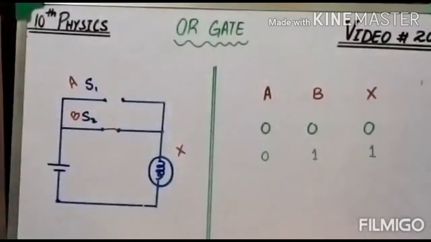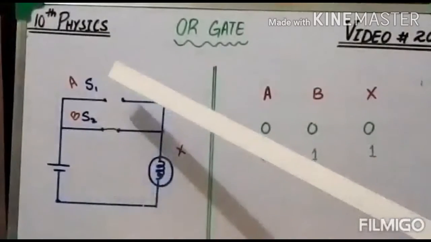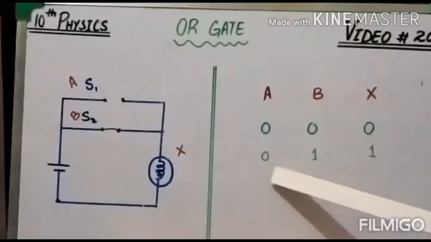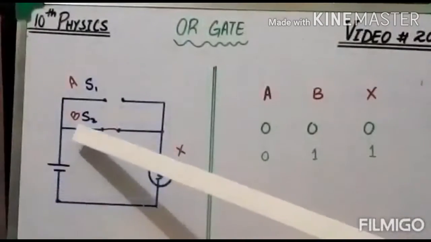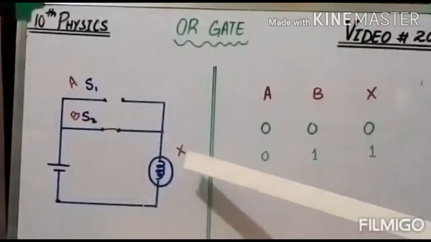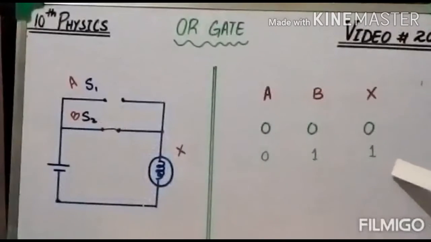Now I have closed the switch S2 and switch S1 is open. This is situation 0-1. Now what will happen? There will be a closed path available for the flow of the current, and the bulb will start glowing and the X output will be 1.